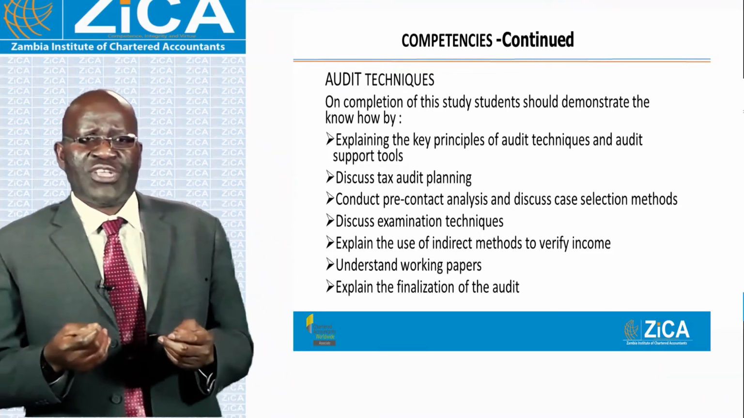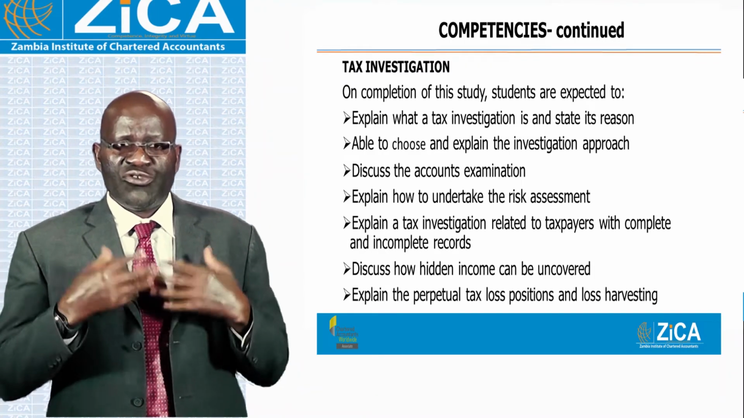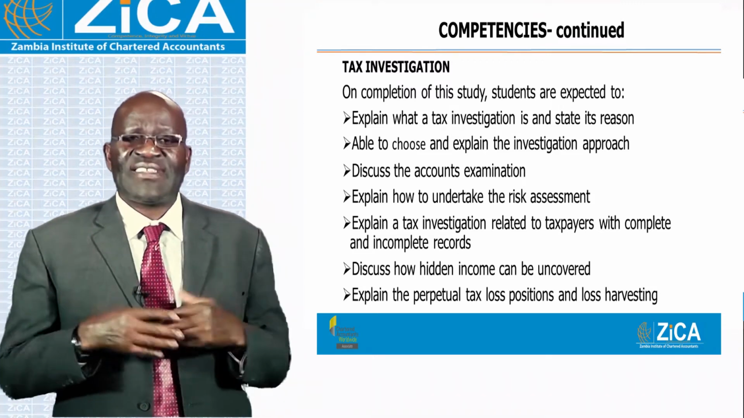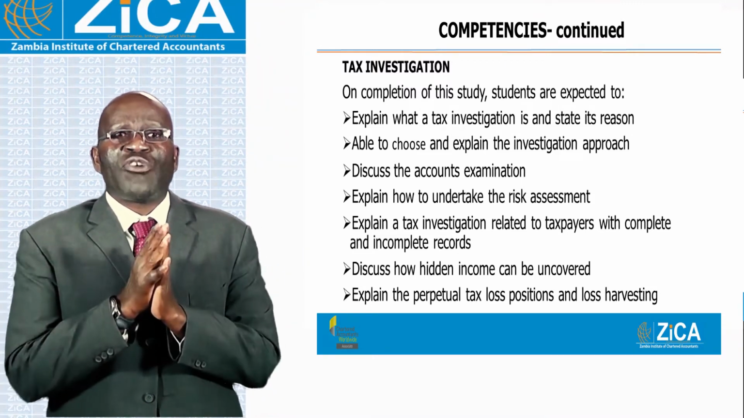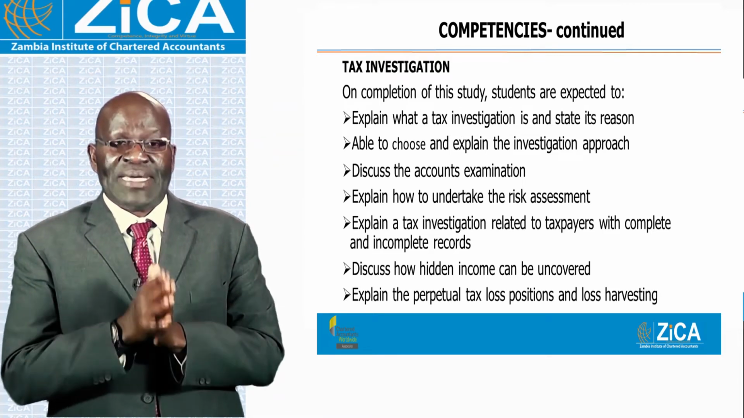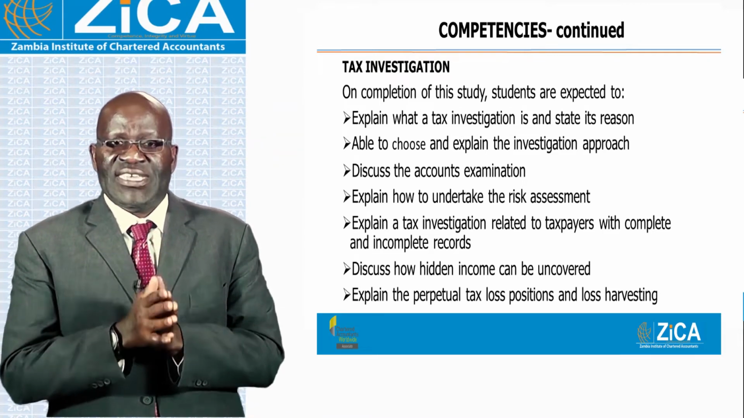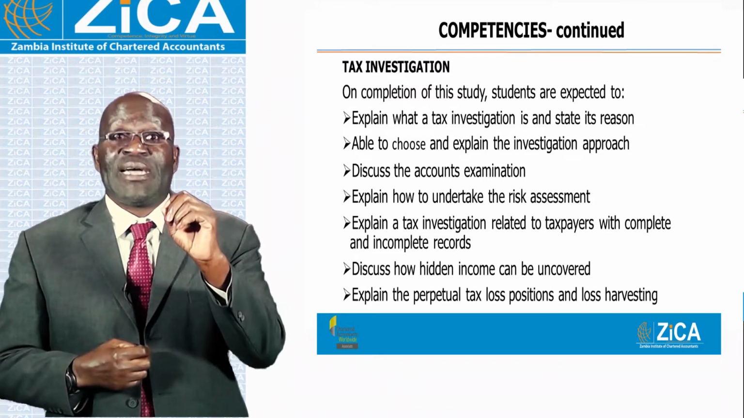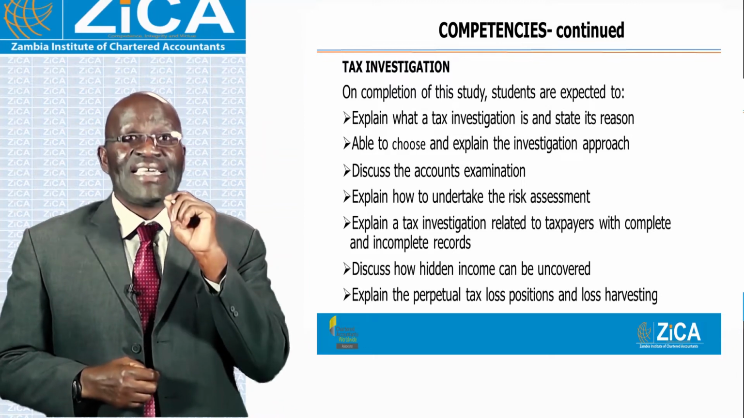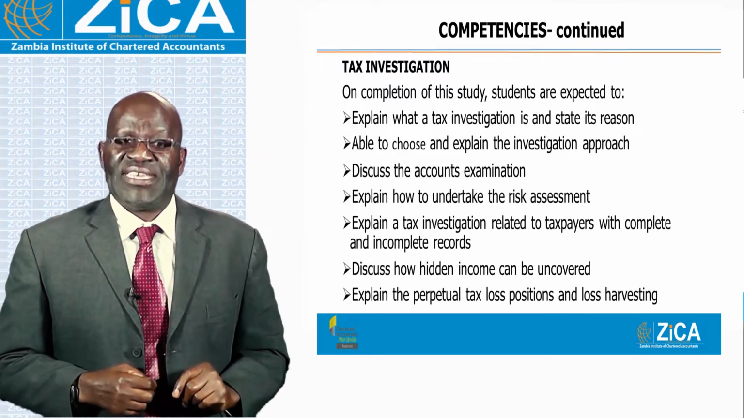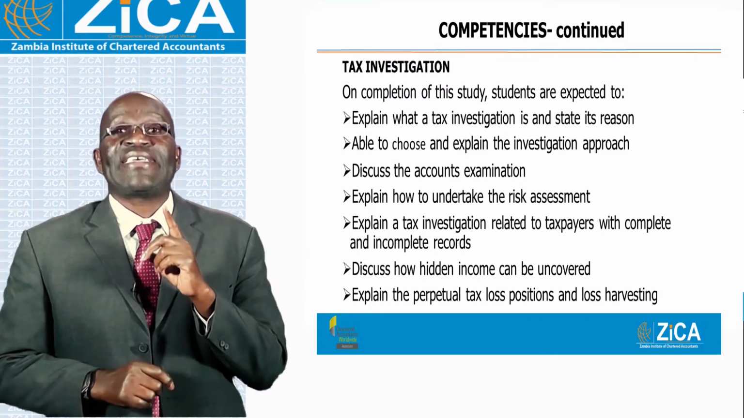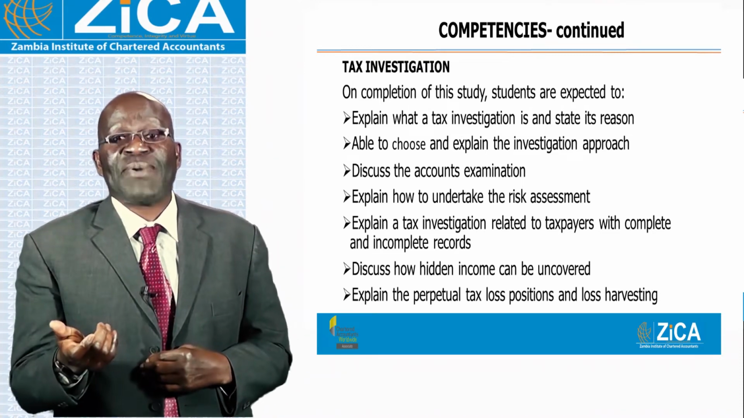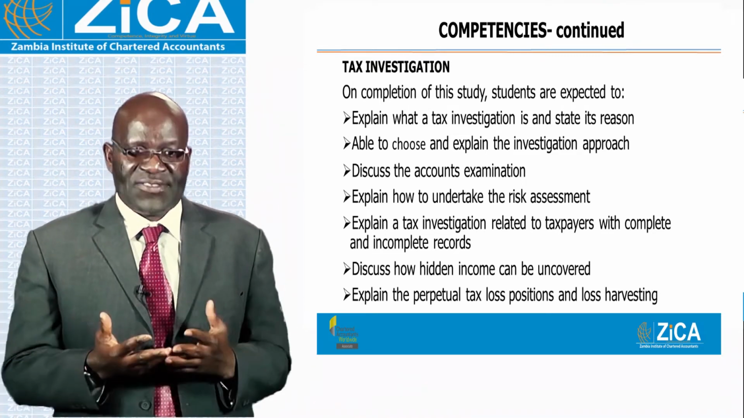Earlier on, I alluded to the fact that when you are doing D6, you are expected to do a tax investigation. What is expected of you upon completion? Students are expected to explain what a tax investigation is, be able to choose and explain the investigation approach, discuss the accounts examination, explain how to undertake the risk assessment, and explain a tax investigation related to taxpayers with complete and incomplete records.